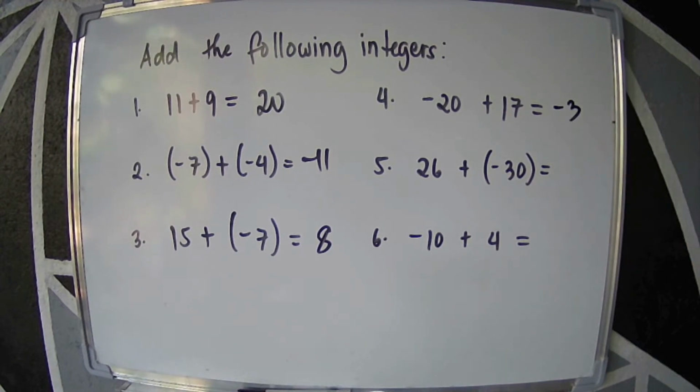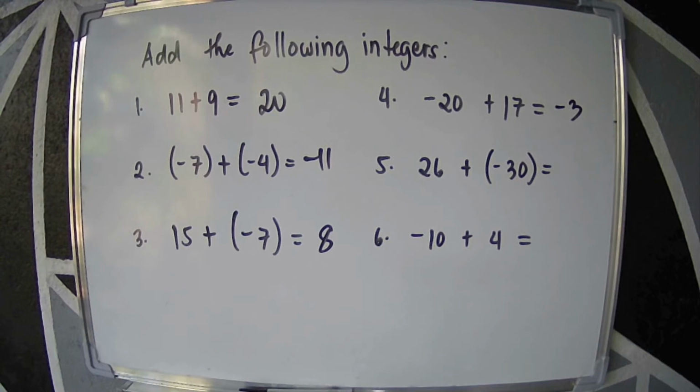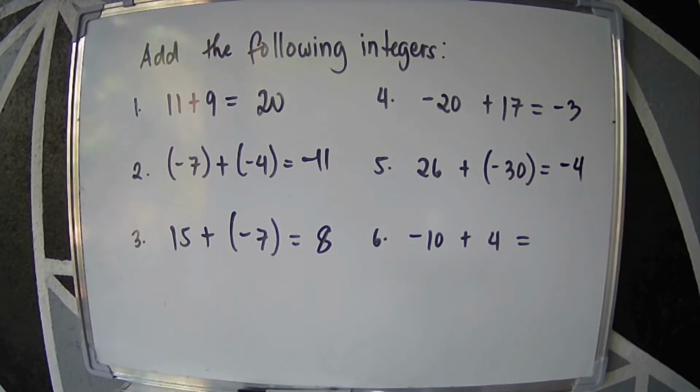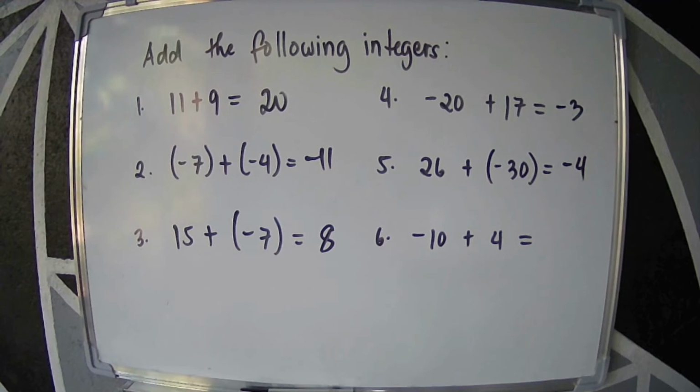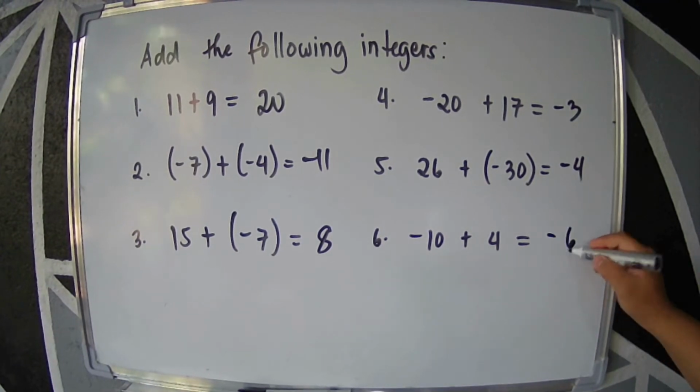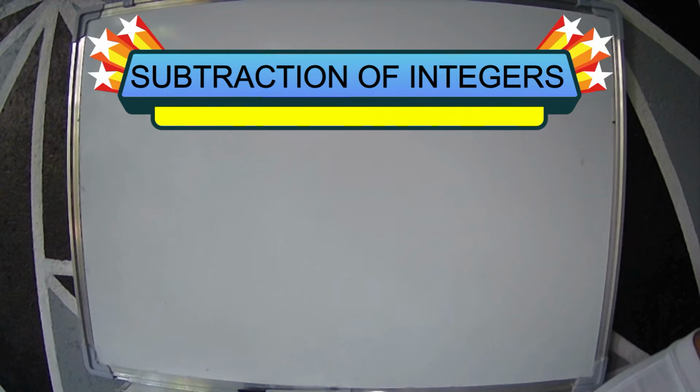It's negative 3. Number 5, 26 plus negative 30. It's negative 4. That's right. It's negative 4. And number 6, negative 10 plus 4. That is negative 6. Very good. It's negative 6. Now, let us start our discussion starting with the rules in subtracting integers.